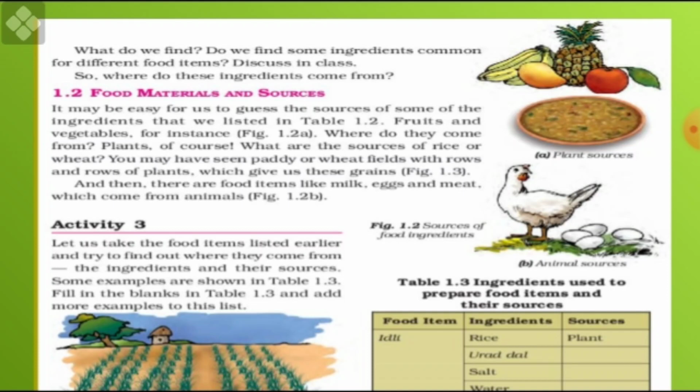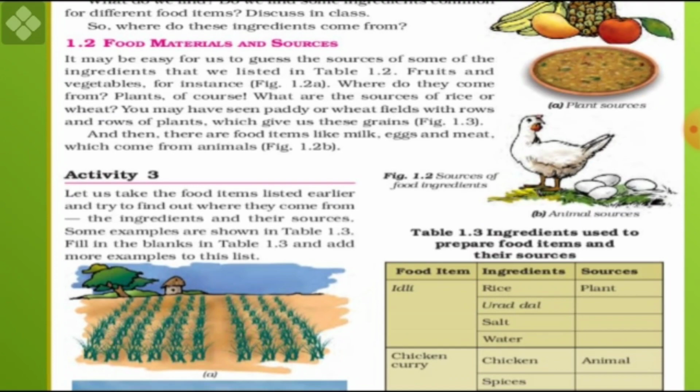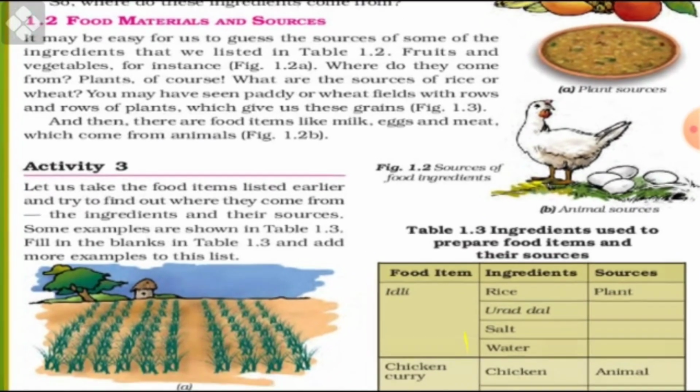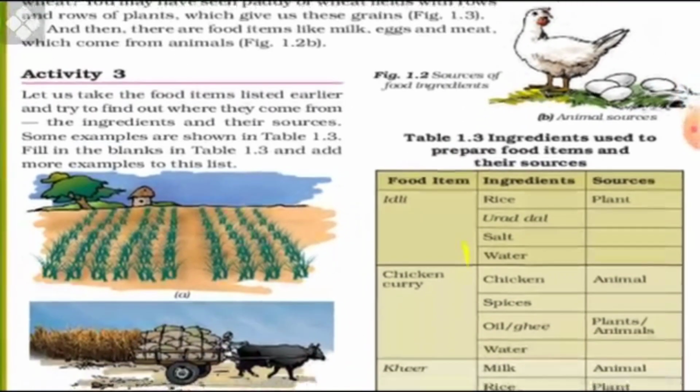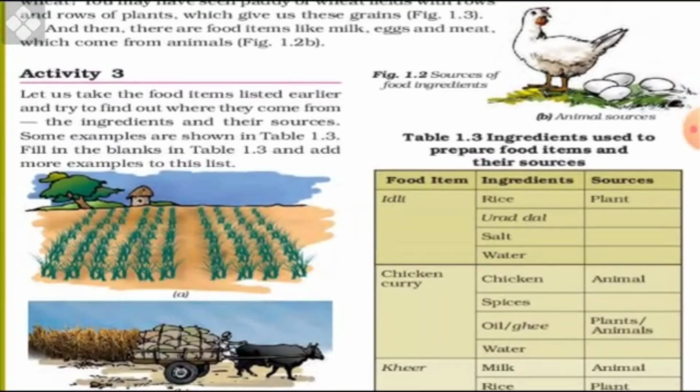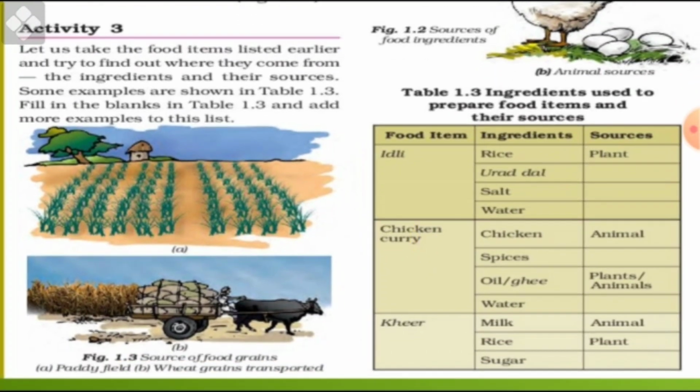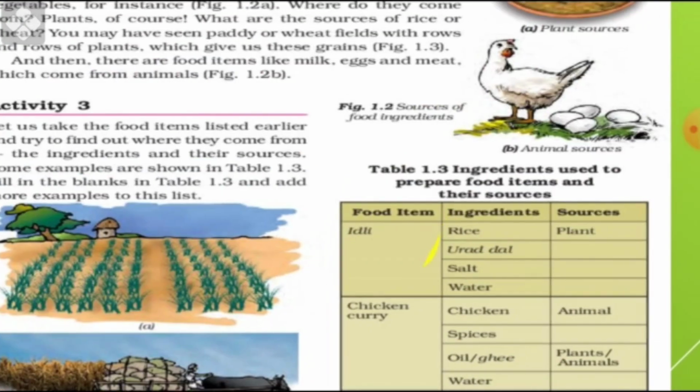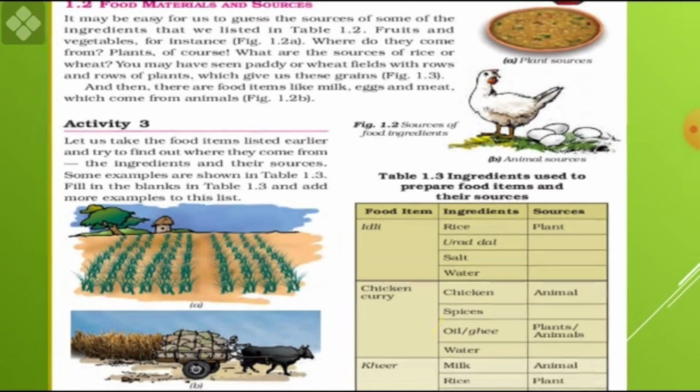What are the sources of rice or wheat? Do you have a thought? You have seen the paddy field or the wheat field where rows and rows of these plants are being grown, which give us the grains, the rice grains and the wheat grains. So these are the plant sources.